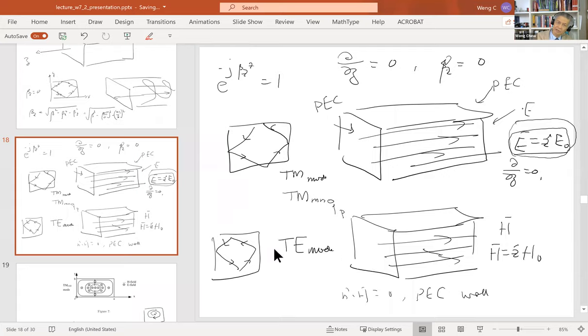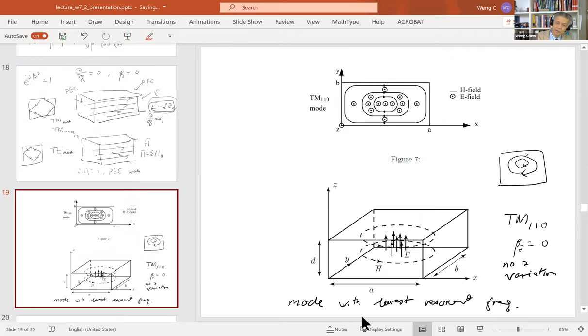Okay, so a TE mode with beta Z equal to zero, which is constant inside the waveguide, cannot be end capped with PEC walls on both sides. It will just completely eliminate this mode. So the lowest mode is actually this mode. The mode with the lowest resonant frequency is this mode, okay?